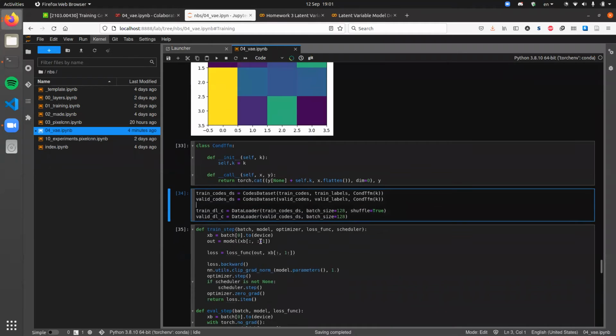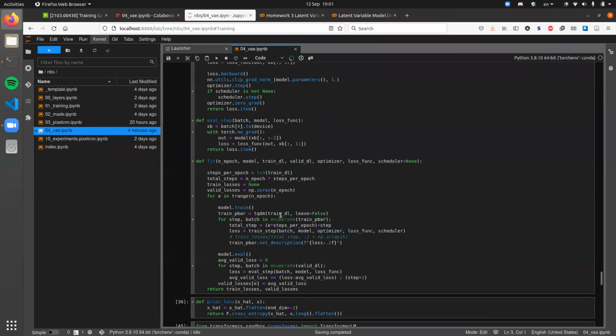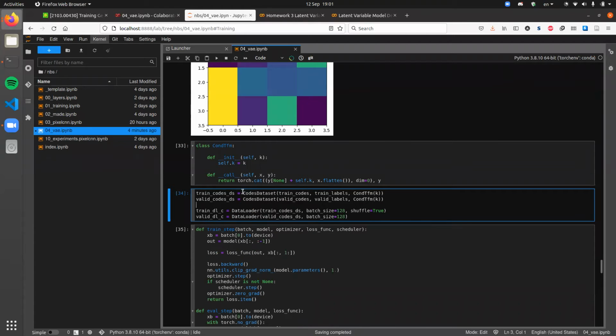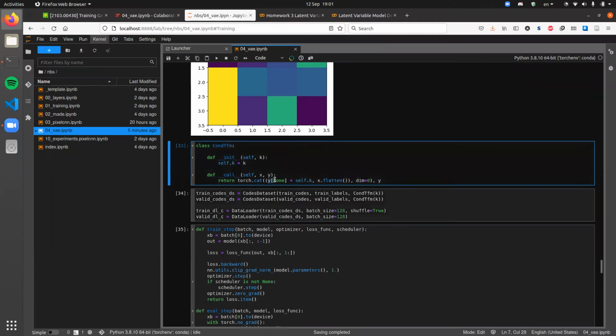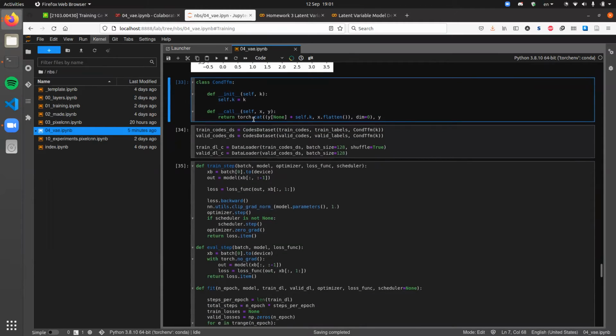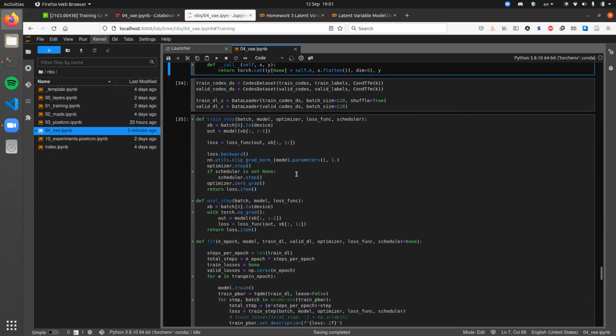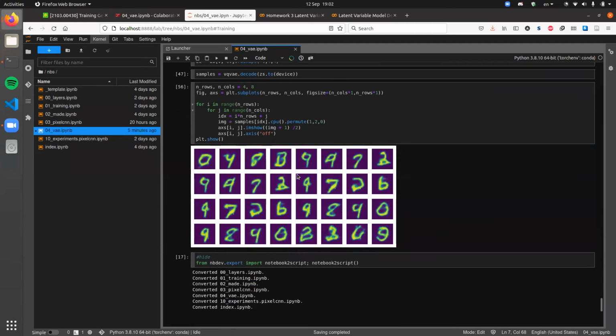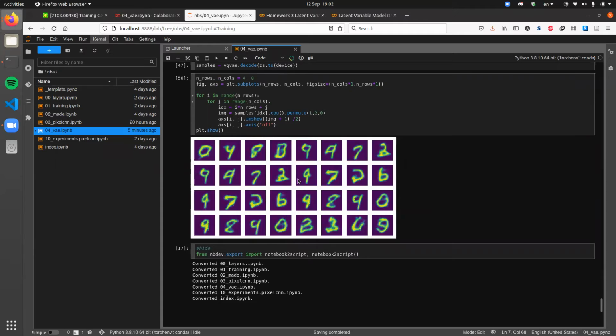Okay, and let's have a look at the samples. So here I use a small trick. I train the latent codes conditioned on the class. So I don't model the codes arbitrarily, but I model them also given this class information to the prior model. And the samples we obtain are as follows.